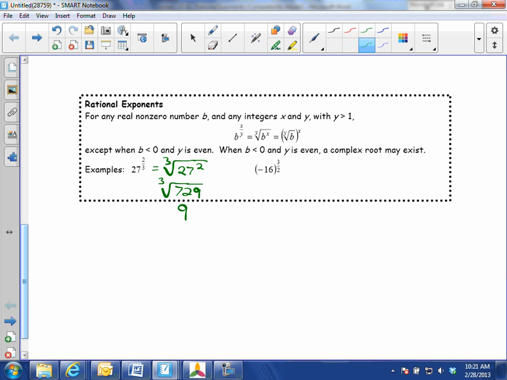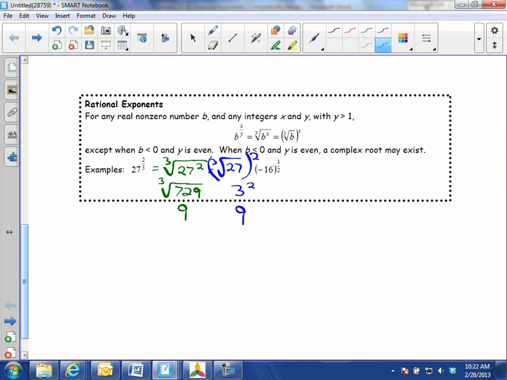I could also write it like this. So I have the third root of 27, but the whole thing is squared. This one's easier, because we already know the third root of 27 is 3. So we would have 3 squared, which is 9. It's so much easier to do it that way.